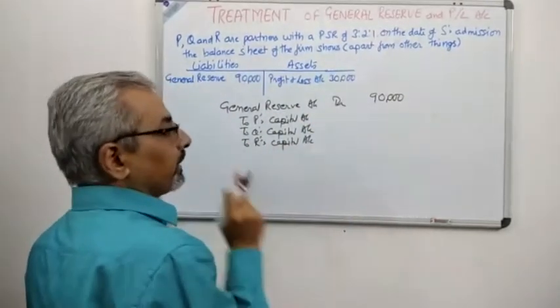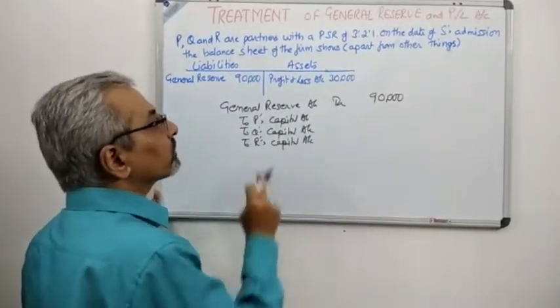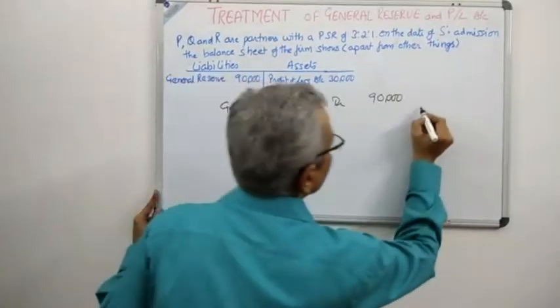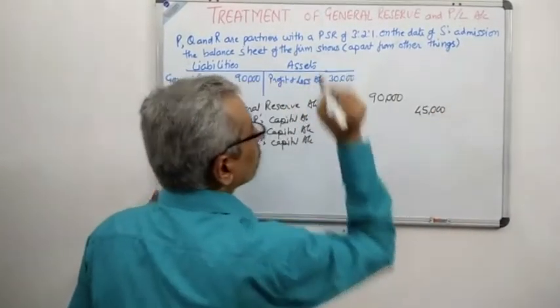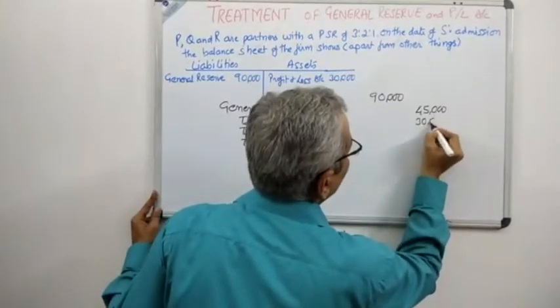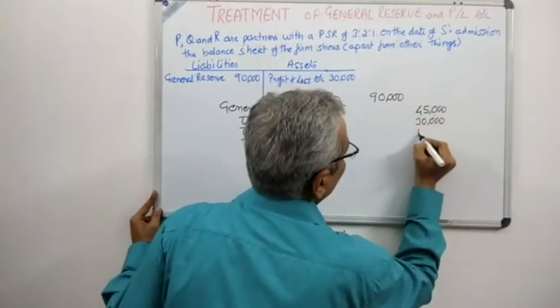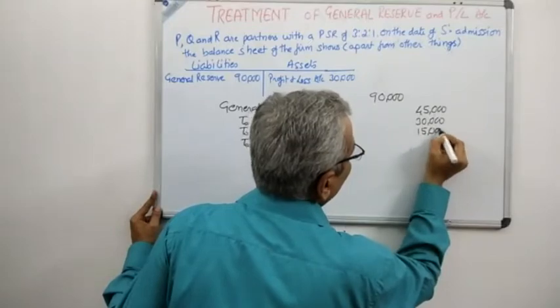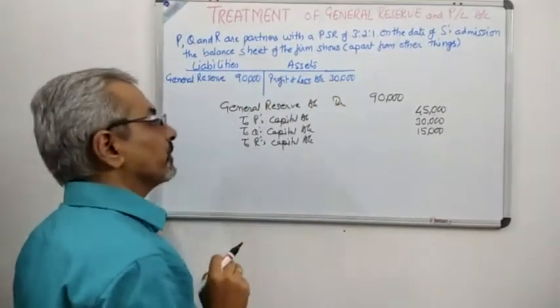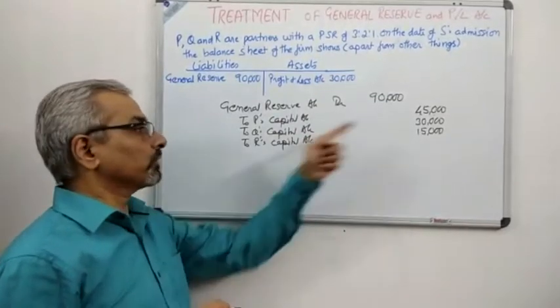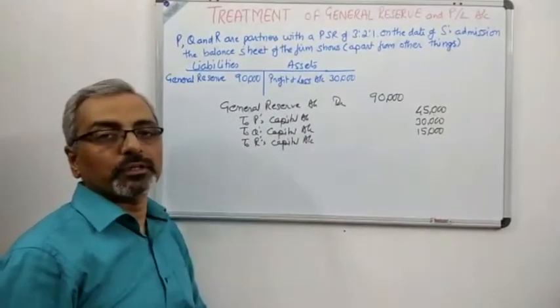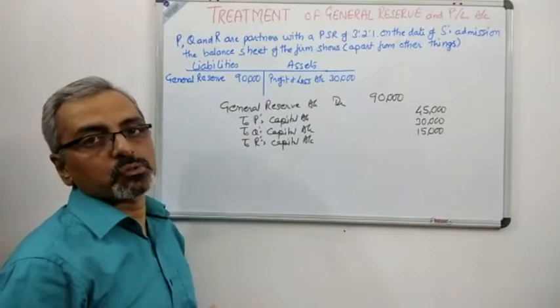3:2:1. So 90,000 divided by 6 into 3 gives us 45,000. Divided by 6 into 2 gives us 30,000. And divided by 6 into 1 gives us 15,000. So this is the treatment of general reserve. General reserve 90,000 to P's capital 45,000, Q's capital 30,000, R's capital 15,000, because the PSR is 3:2:1.